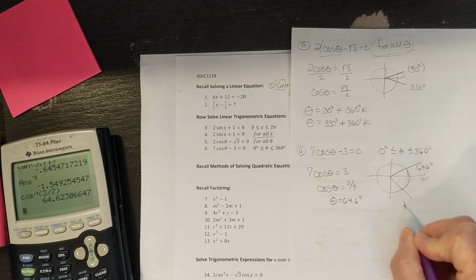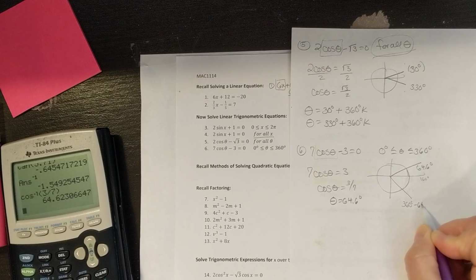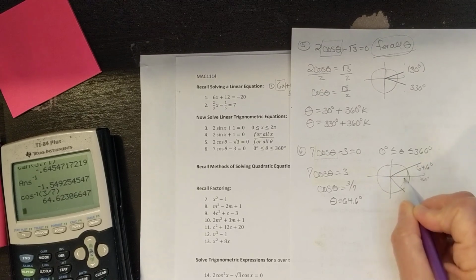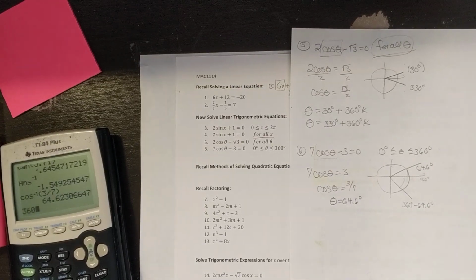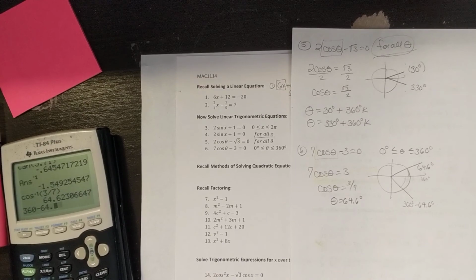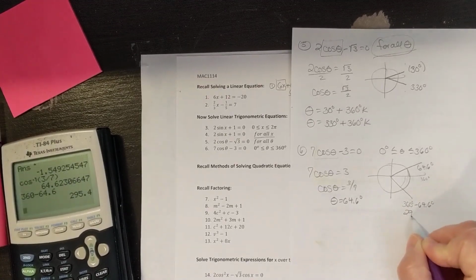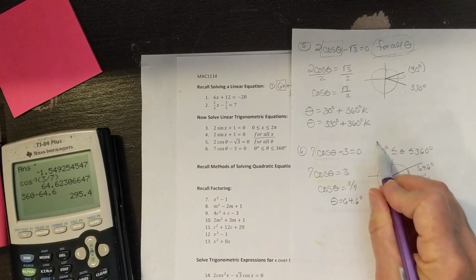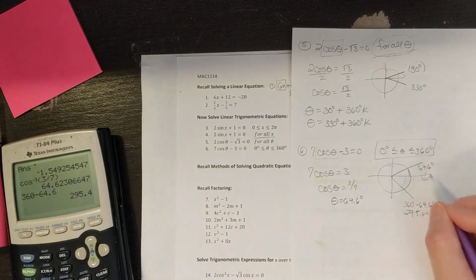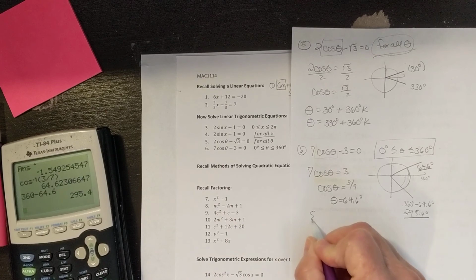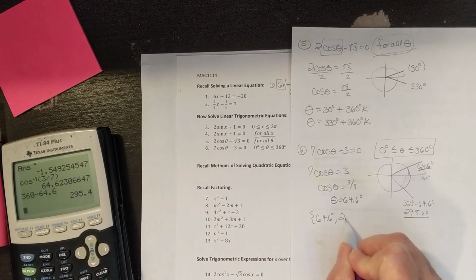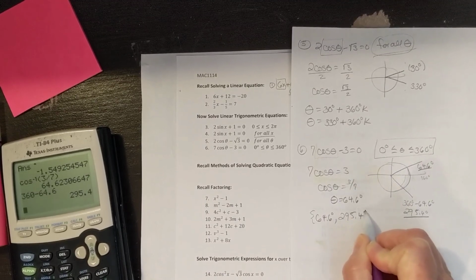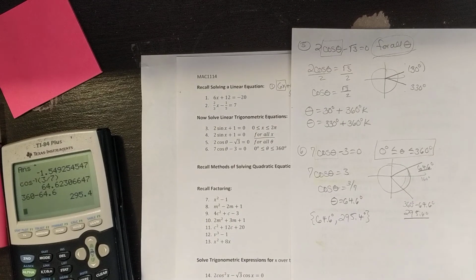So I can take 360 minus 64.6 degrees, and it's going to give me this reference angle where it's got the same value. So 360 minus 64.6 gives me 295.4. They wanted all the angles in this range, so we found this one and this one. So here are my answers: 64.6 degrees and 295.4 degrees. All right, that's the first part of number 6. I'm going to do the second little section, the middle section, in a separate video.